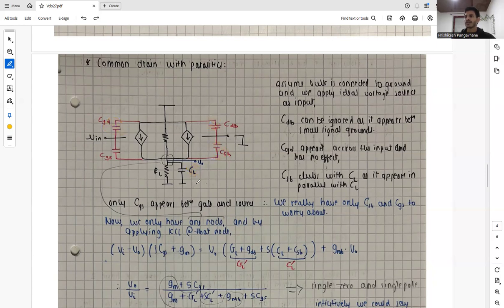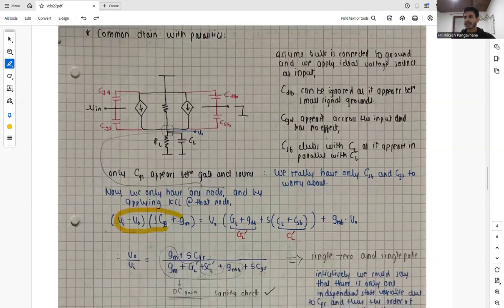So basically what we have is only CGS, which appears between the gate and the source, and we really have only CSB and CGS to worry about. Now we only have one node, and by applying KCL at that node, we get an equation with differences between voltages. So we have the voltage times the conductance SCGS plus GM, which equals the currents going out, which are V0 times GL plus GDS plus SCL plus SCSB plus GMB V0, which is due to GMB.